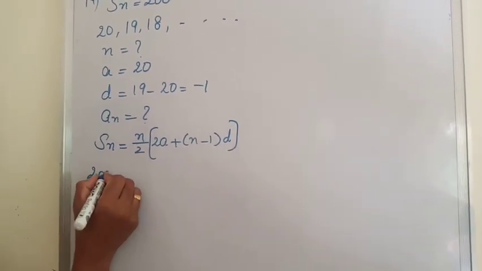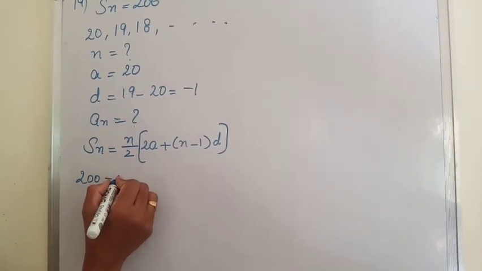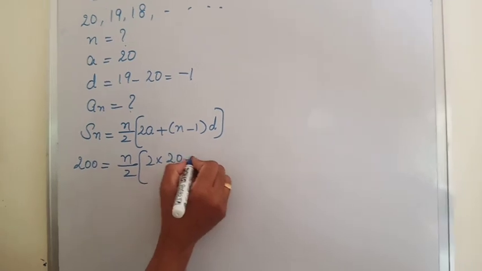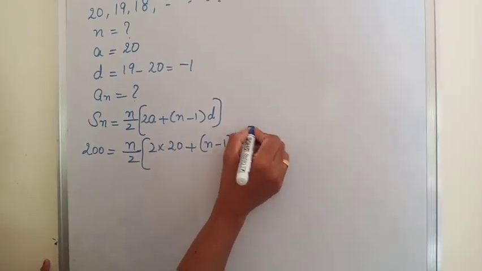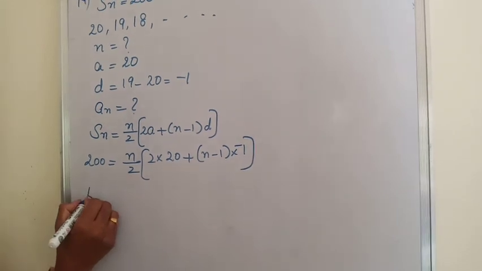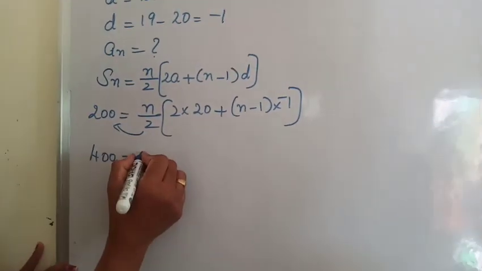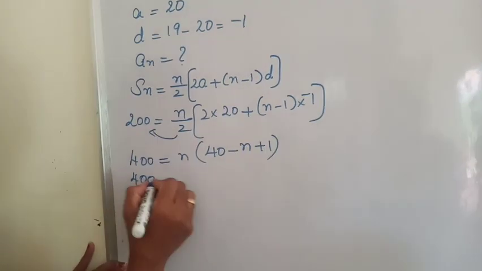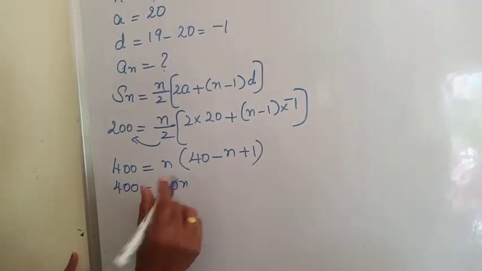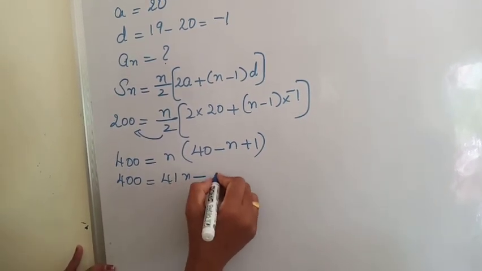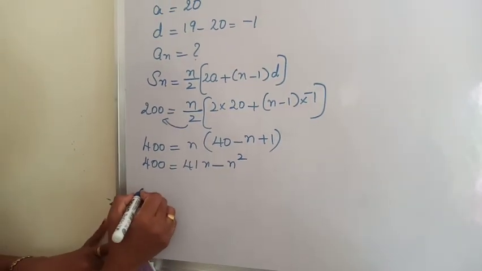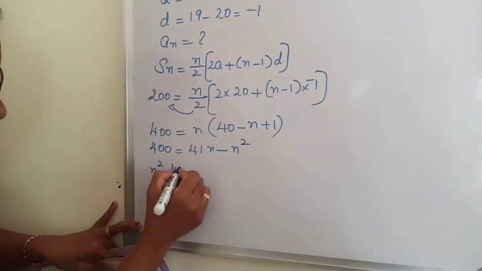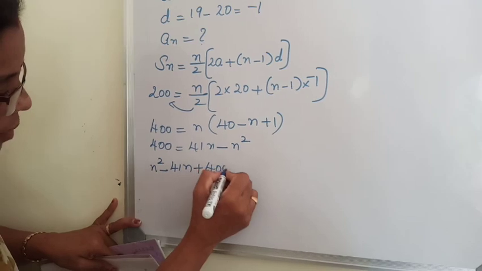There are 200 logs. So 200 equals n by 2 into 2 into 20 plus n minus 1 into minus 1. 200 into 2, cross multiply, 400 equals n into 40 minus n plus 1. 400 equals 41n minus n square. We will take these terms to the left side. First n square, then minus 41n plus 400 is equal to 0.